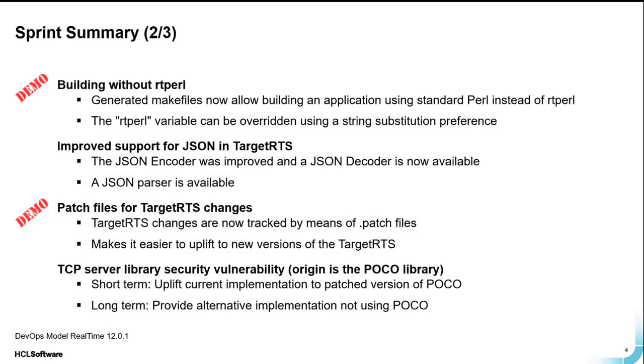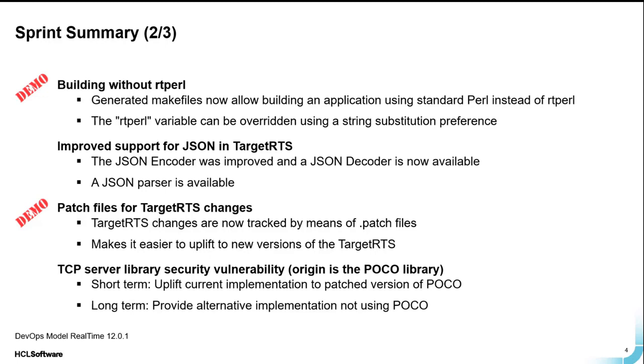Then we also worked on improving how we document and manage changes in the TargetRTS. So you may know that up until now we have relied on documentation for tracking changes, but starting from this sprint, we are now shipping so-called patch files with the product, and those patch files describe in a formal way exactly what changes have happened, and it also makes it possible to apply those changes automatically to uplift to a new version of the TargetRTS.